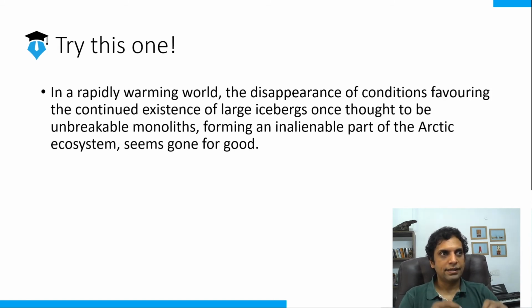So now we come back. So we've found this problem. We've solved it. Now we come back to the earlier problem we had. There are 2 modifiers talking about icebergs. Once thought to be unbreakable monoliths and forming an inalienable part of the Arctic ecosystem. How do we solve this problem? If we move the second modifier up, the first one goes down. So both modifiers need to refer to icebergs. So what do we do? Just add that word again.